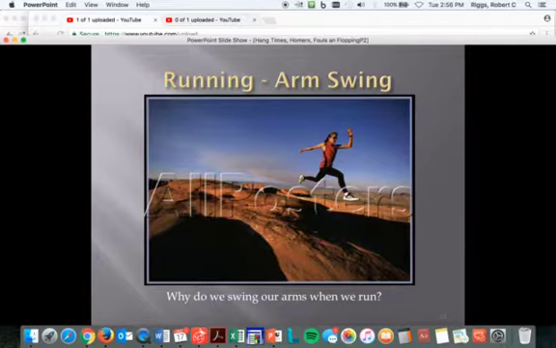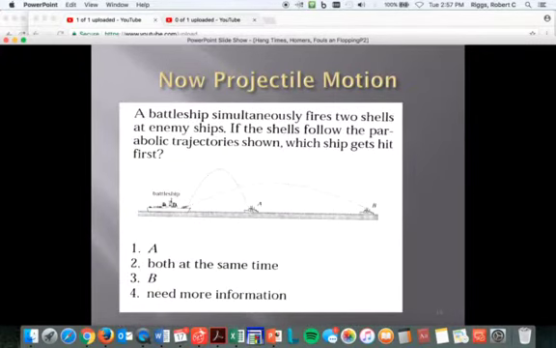But by flinging the leg and flinging this arm, this creates a torque that wants to twist her body to the right here, and her arm wants to twist her body this way, and so they counterbalance each other and keep you going in a straight line. That's why you swing your arms. It also helps project your center mass down the road.